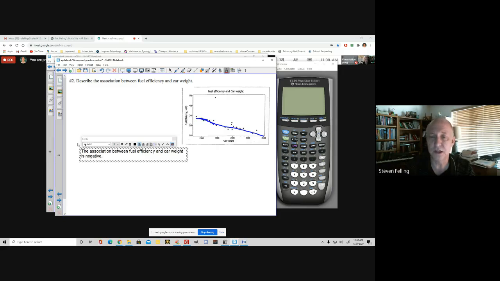I would say strong. Most of those points are very close to the line. There's just this one weird point here. But other than that, the points are following the line very closely, and linear. Okay. So the fact that you have one weird point doesn't mean that the trend in general isn't linear. So I would definitely say that. That's my description of the association between the fuel efficiency and the car weight. All right.